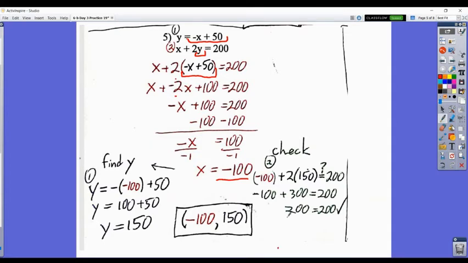All right, we'll finish this one up here. Since you substituted -100, your y there is positive 150. And then you can do your check over here, putting your x and y values into equation 2, and they come out to be the same on both sides. So your answer is (-100, 150).